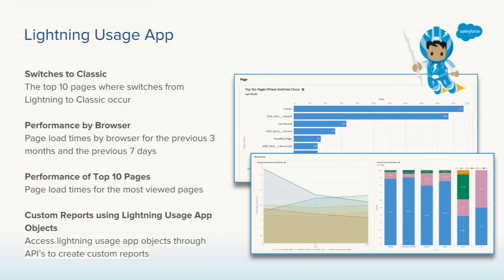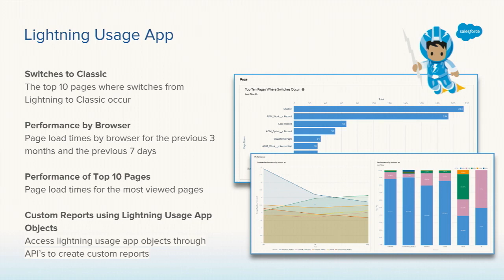In a lot of orgs, there are people that are on Classic, there are people that are on Lightning, right? And so last release, we actually launched something called the Lightning Usage app. The Lightning Usage app is really cool because it allows admins or even developers, whoever's interested in this kind of information, to drill in and see behind the scenes what's going on with their org for those Lightning users.